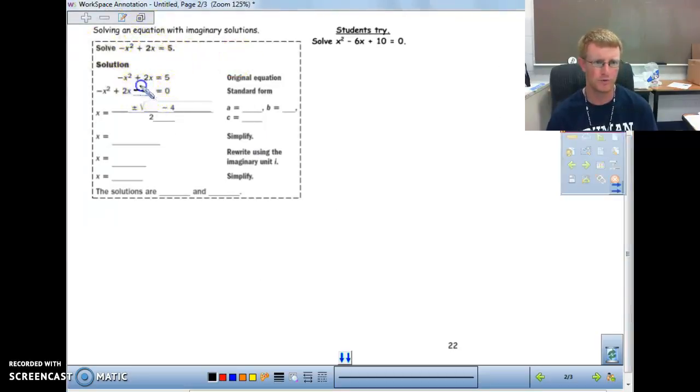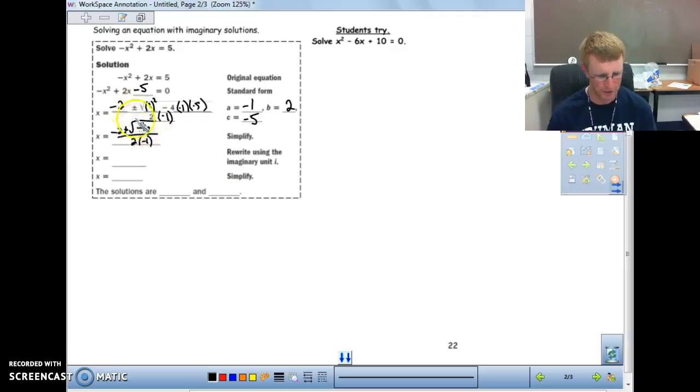We're going to end up with, we have to subtract 5 from both sides. We identify our a, b, and c. A is negative 1, b is 2, c is negative 5, and we start plugging in. We have negative 2 plus or minus the square root of 2 squared minus 4 times negative 1 times negative 5, over 2 times negative 1. That leaves us with negative 2 plus or minus the square root of negative 16 over 2 times negative 1.